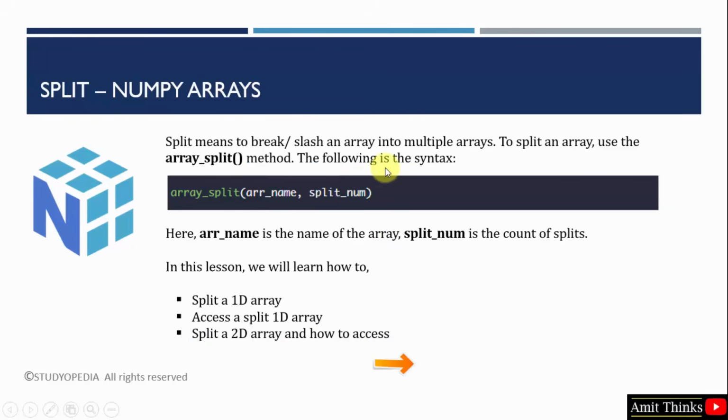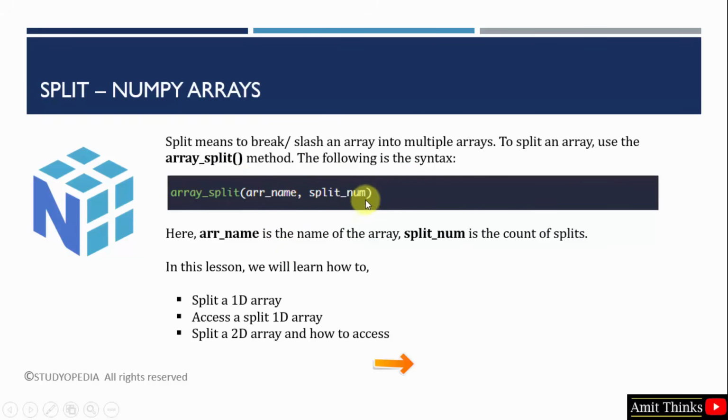Split means we can easily break an array into multiple arrays. Let's say you have an array. You want to break that array into 2 arrays or 3 arrays. You can easily do it in NumPy using the array underscore split method. So here is the syntax of the method.